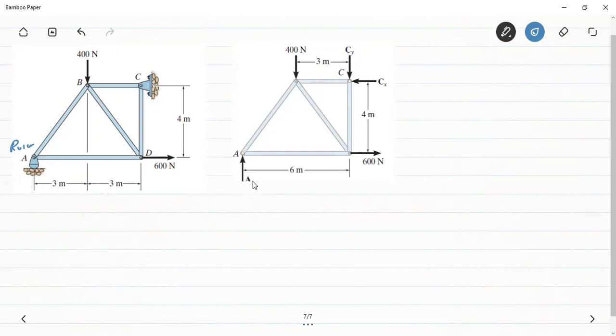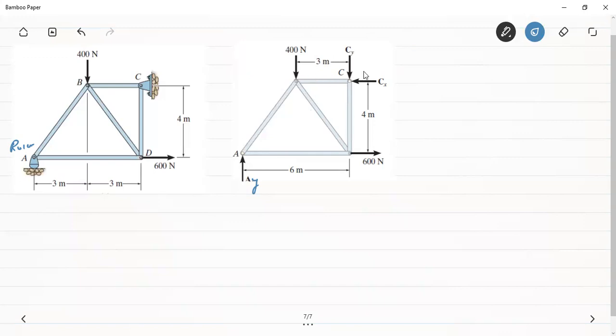We can see that this is the reaction AY, and C is a hinge. Therefore, there will be 2 reactions, one in the horizontal direction, and it's quite obvious that if this 600 Newton is acting in the positive x direction, therefore the reaction should be in the negative x direction. But we can't say for CY and AY. Okay, initially we can't say for AY and CY. We can assume their directions to be upwards and downwards. Once the results come out to be positive or negative, on the basis of that we can confirm whether our assumed directions were correct or not.